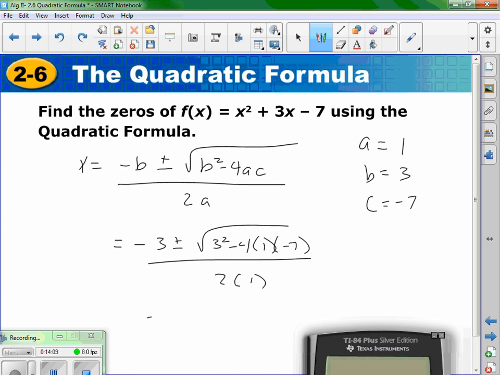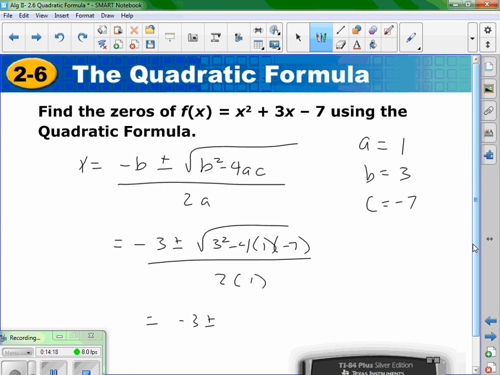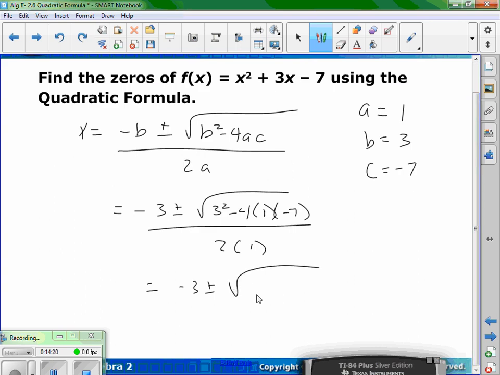You're noticing that these problems aren't overly difficult. It's just a lot of little math to do. Negative 3, can't do anything with it. 3 squared is 9. What's negative 4 times 1 times negative 7? What's negative times negative? Positive 28. And 2 times 1 is?